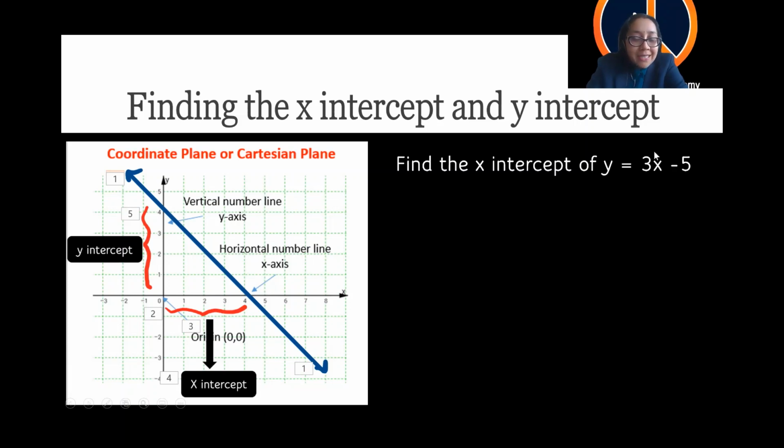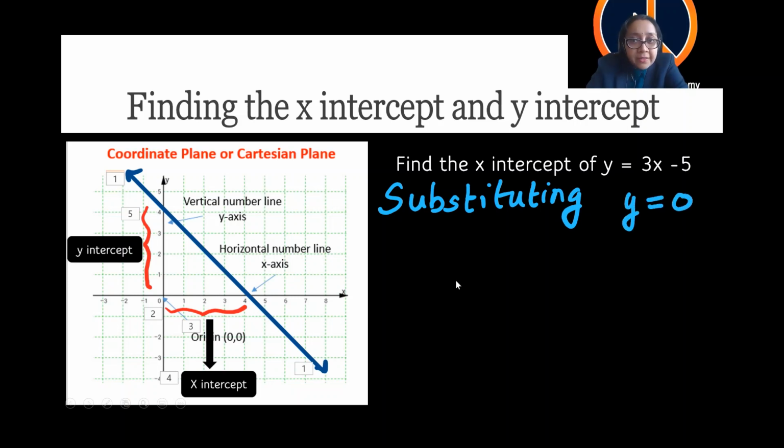Where y is equal to 3x minus 5. So this is the equation that is given to you. How will you calculate the x-intercept? You know that the x-intercept means the distance from the origin to the point of intersection with the x-axis, right? So for the x-intercept, we have to replace y with 0.